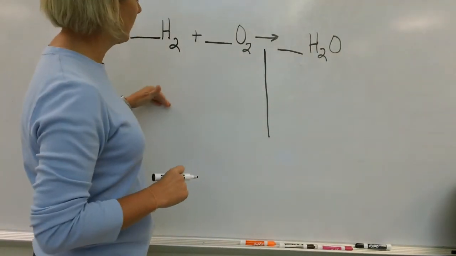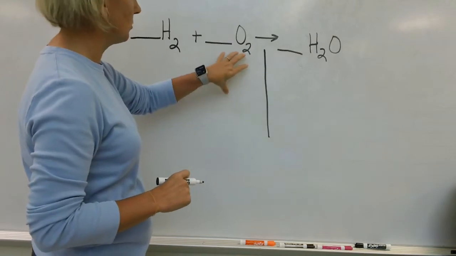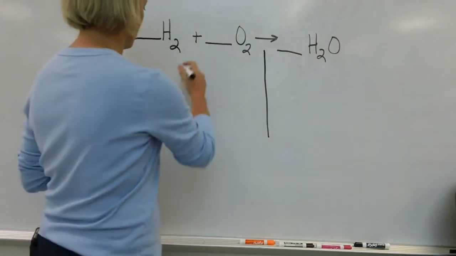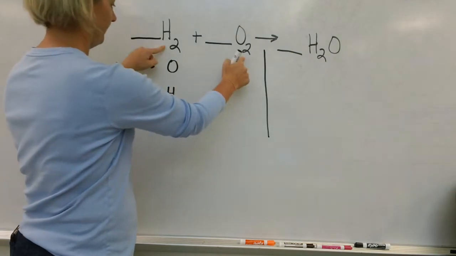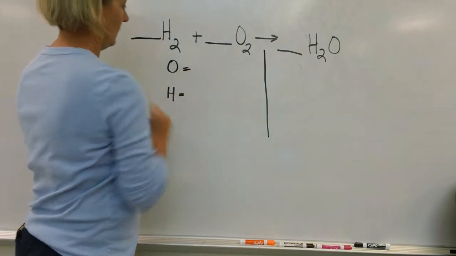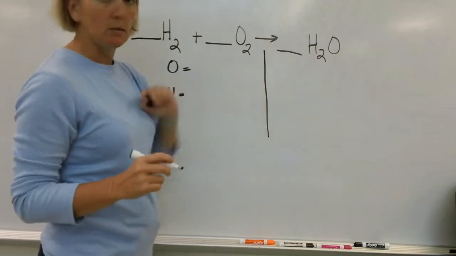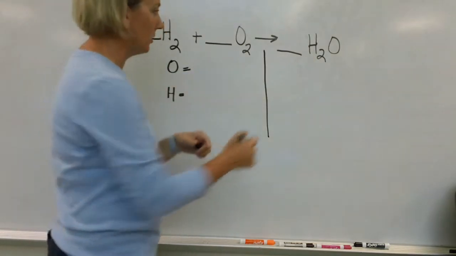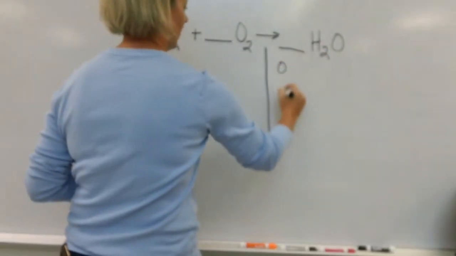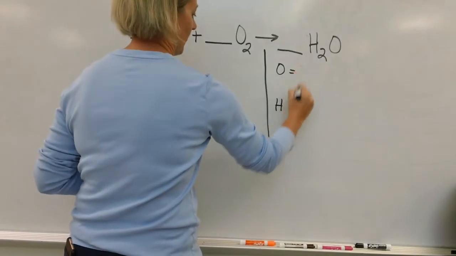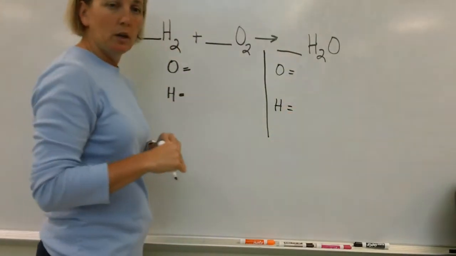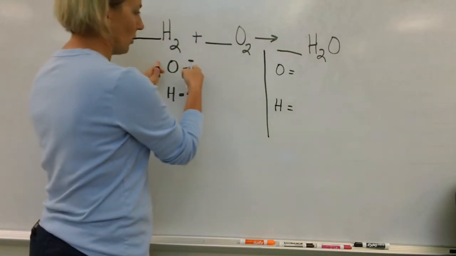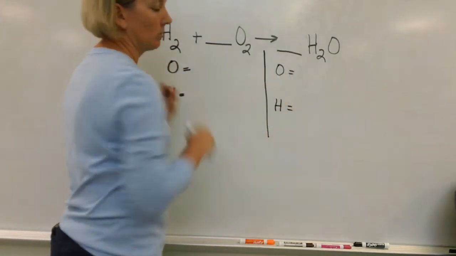Okay? The next thing we have to do is list the elements that we have to the left of the arrow. So you can see that we have oxygen and we have hydrogen. We should have the same elements on the right. No new elements should appear, and you can see we have oxygen and we have hydrogen. And notice, I always want to keep the elements across from each other.